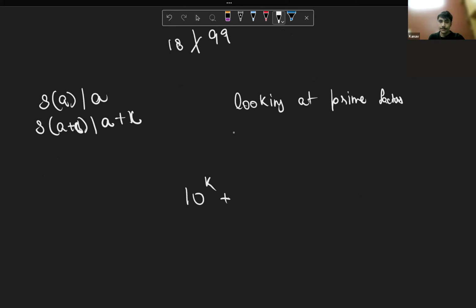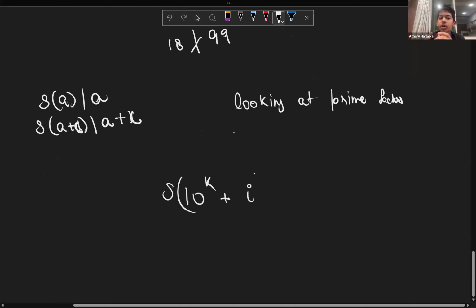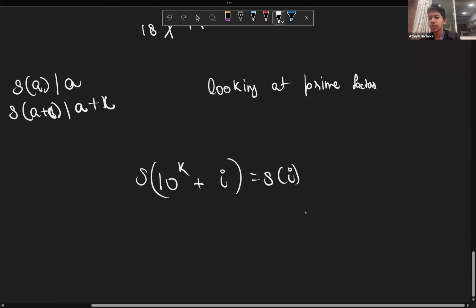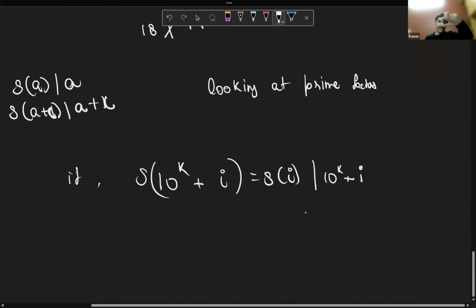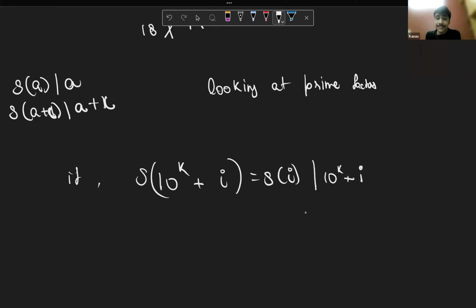If it's not possible, we want each s of 10 to the k plus i to divide 10 to the k plus i for some of the i's. If we take k arbitrarily large, there are so many divisibility constraints that will have to be satisfied. I think that will get us to a contradiction. It's a great idea. Combining both of these ideas leads to a solution.